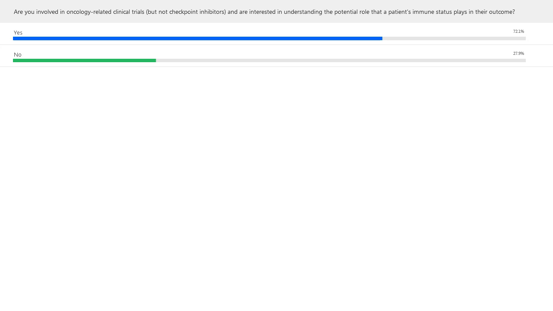Uh-huh. Okay. Another question. Can you comment on how your signature correlates with response to IO agents, and specifically which tumor types have you tested?